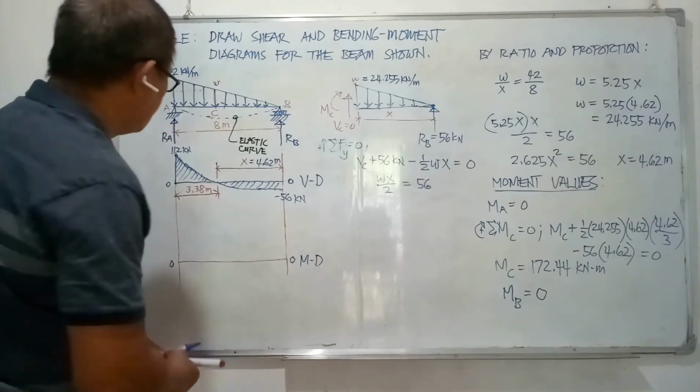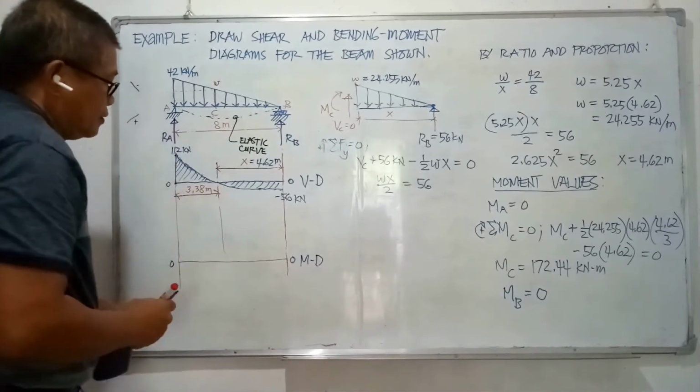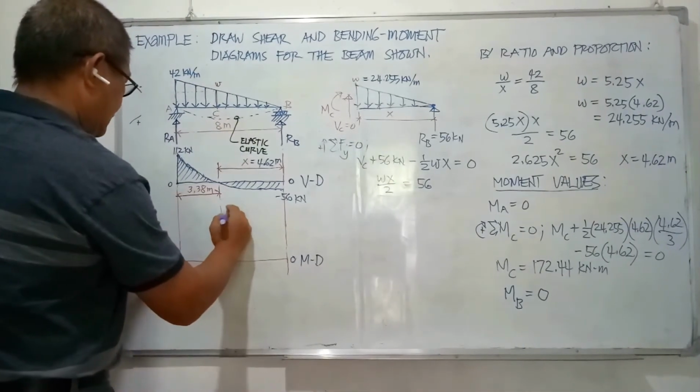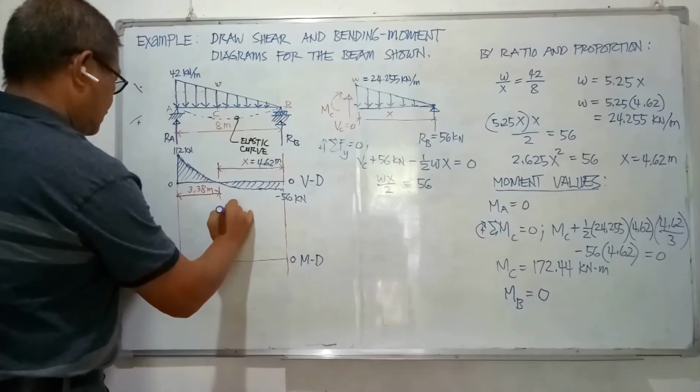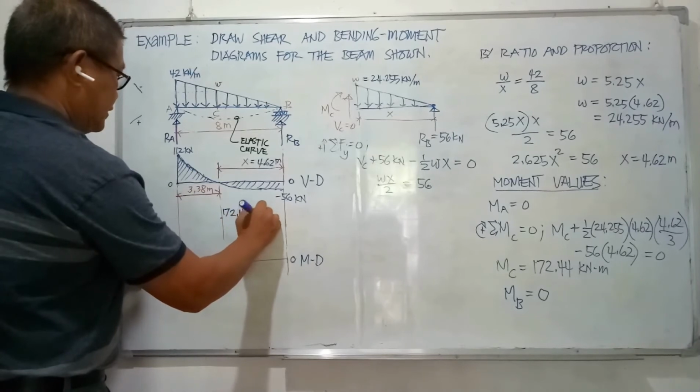So at joint C, we have this moment at C, 172.44 kilonewton-meters.